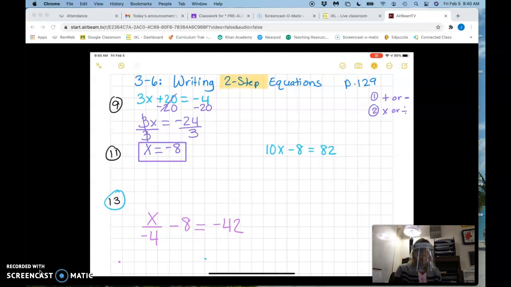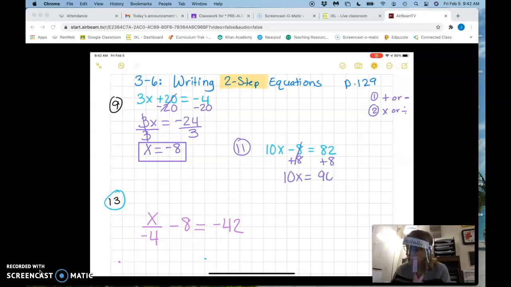Good job, Jeremiah. Okay, so on number 11, if I'm looking at step 1, what do I do first? Plus 8 to both sides. Exactly. So 10x equals 90. Good. And then what? Then you divide 90 by 10, which is 9. Divide both sides by whatever's next to the variable. So we divided by 10, and x equals 9.